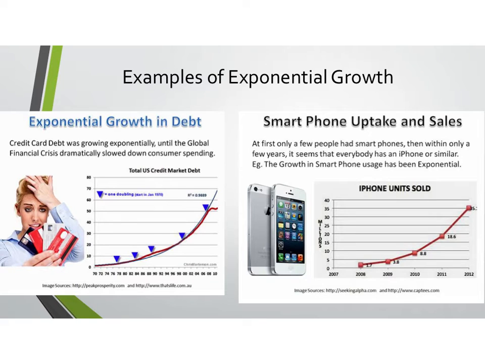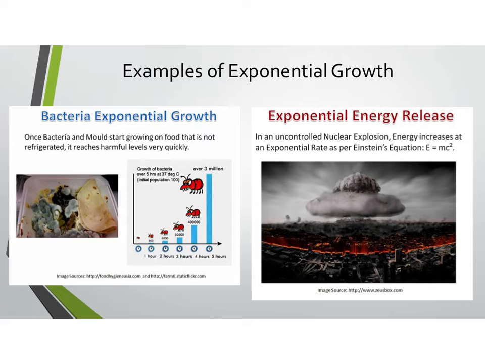Now, as I mentioned in class, exponential growth is when something increases extremely rapidly. So debt, the amount of money you owe people, sales, how many units of phones or games get sold, all of those increase rapidly. And here are some other examples.